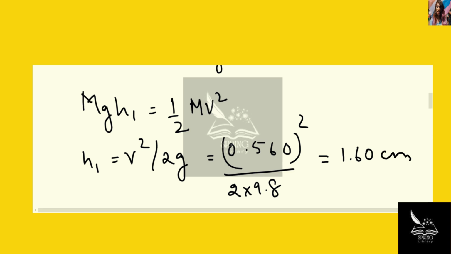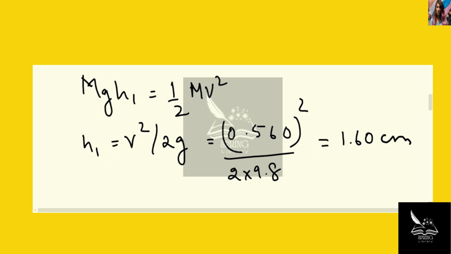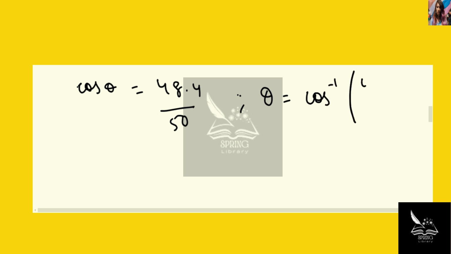Now we can calculate the maximum angular displacement, and it is calculated by the formula cos theta equal to 48.4 upon 50 centimeter, which gives theta equal to cos inverse of 48.4 upon 50. Therefore, theta equals 14.5 degrees.